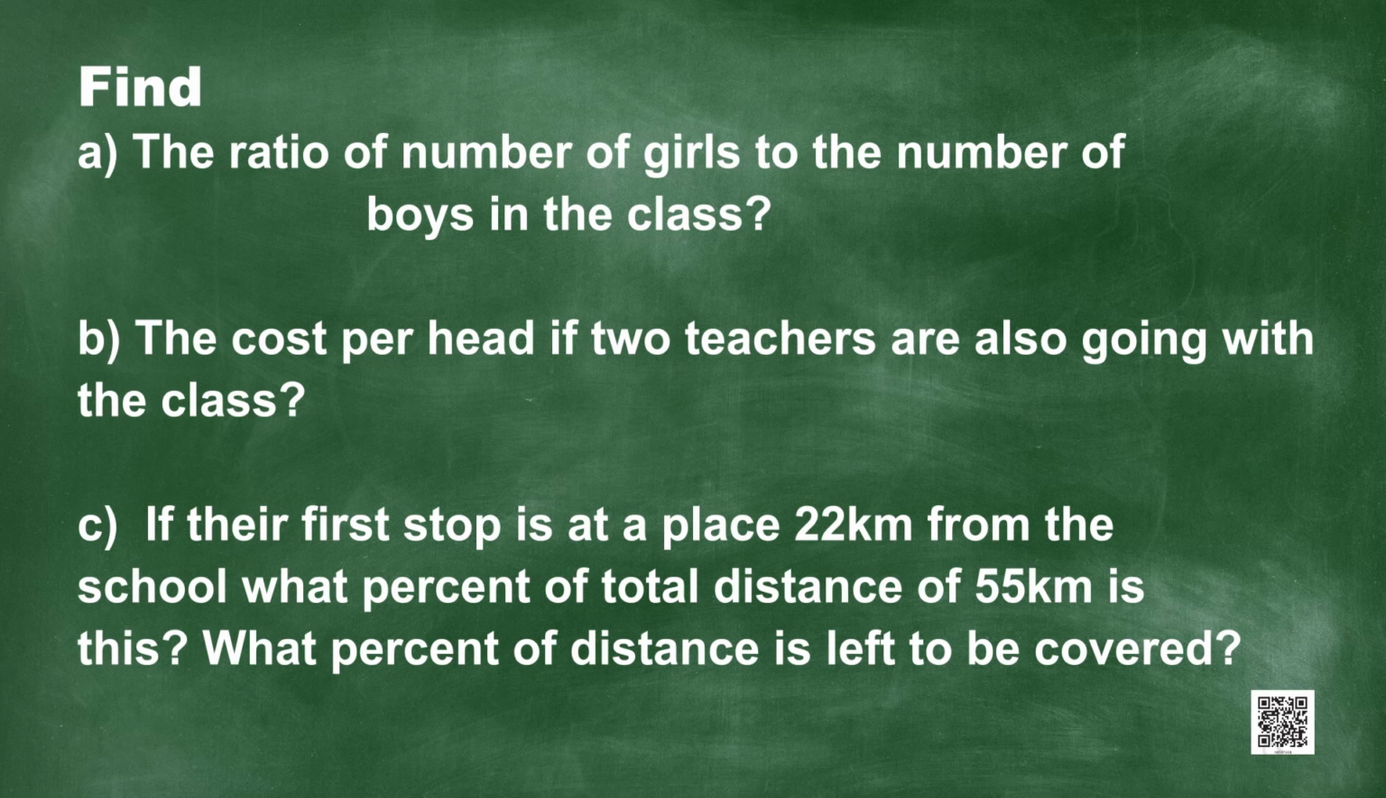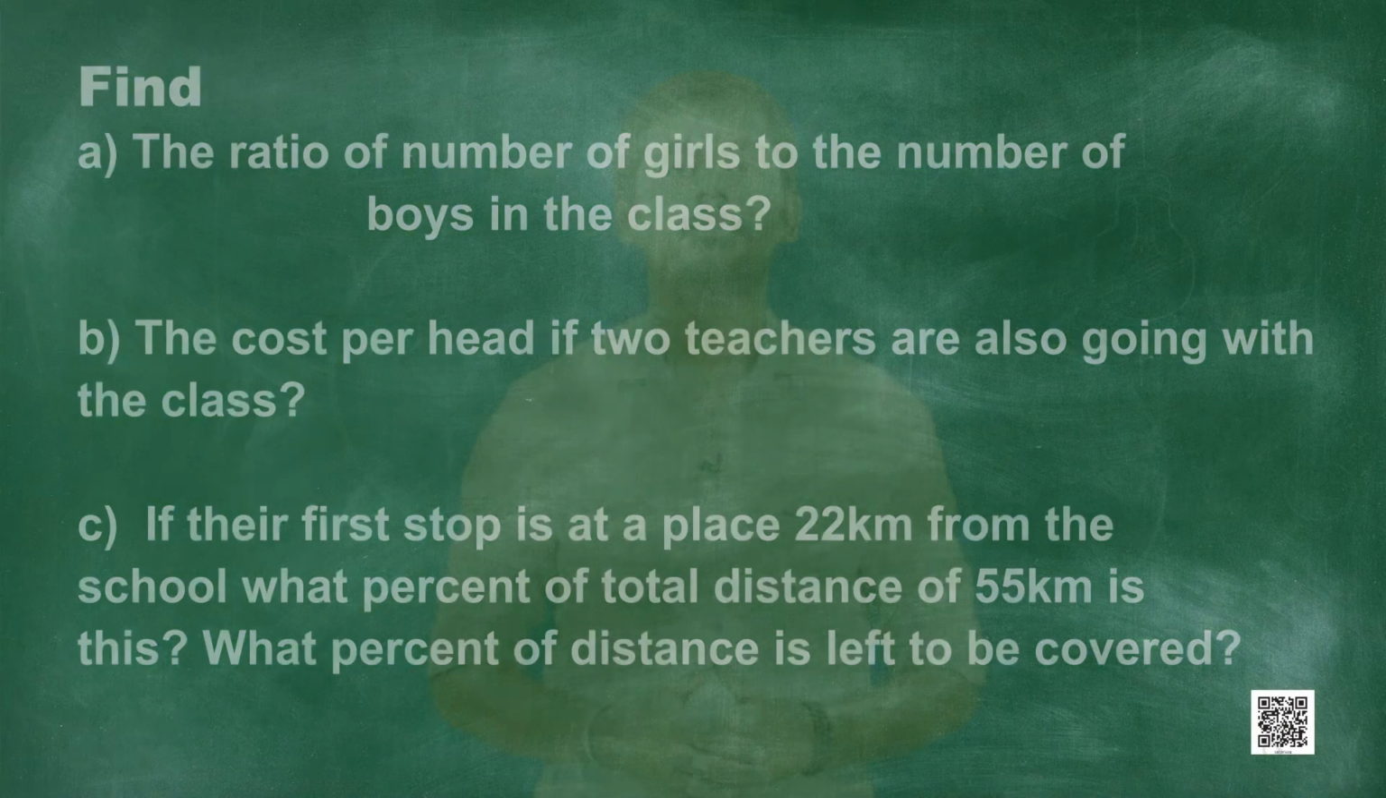And lastly, if their first stop is at a place 22 kilometers from the school, what percent of total distance of 55 kilometers is this? What percent of distance is left to be covered?